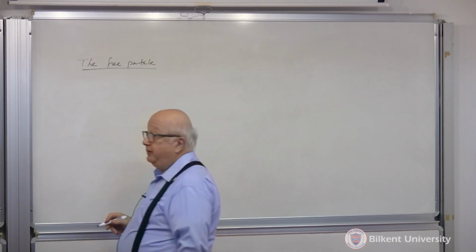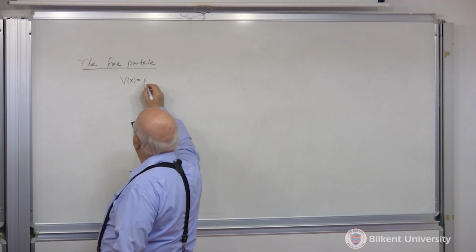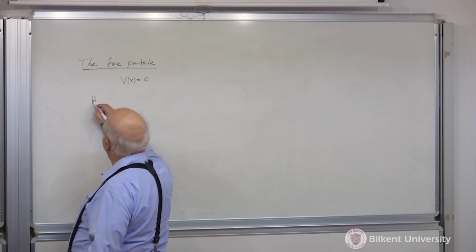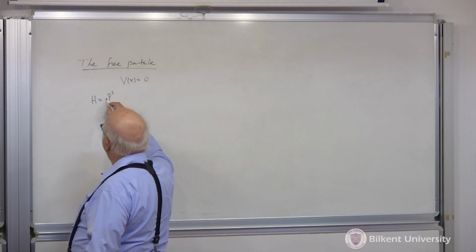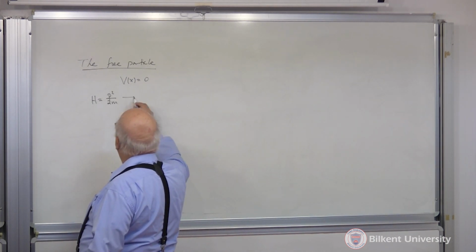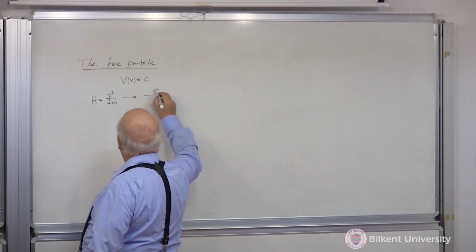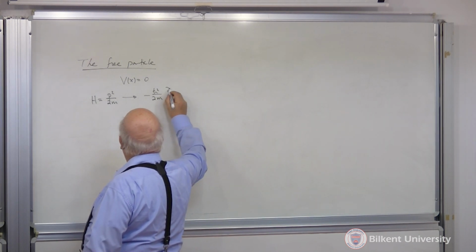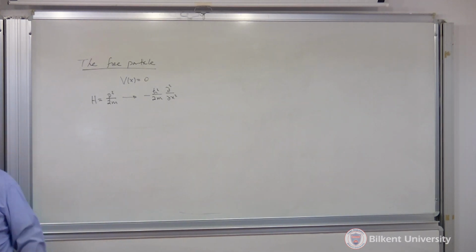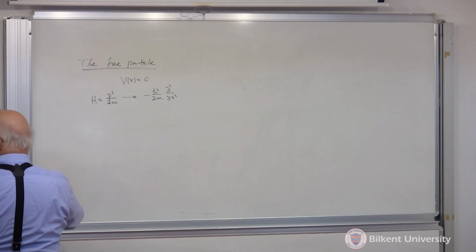So in the case of the free particle is very easy, right? There's no potential. So if there's no potential, the Hamiltonian is just the kinetic energy, p squared over 2m. And in terms of our operators, it turns into minus h bar squared over 2m d squared dx squared. Okay. So we'll follow this procedure that we already have on the board here.